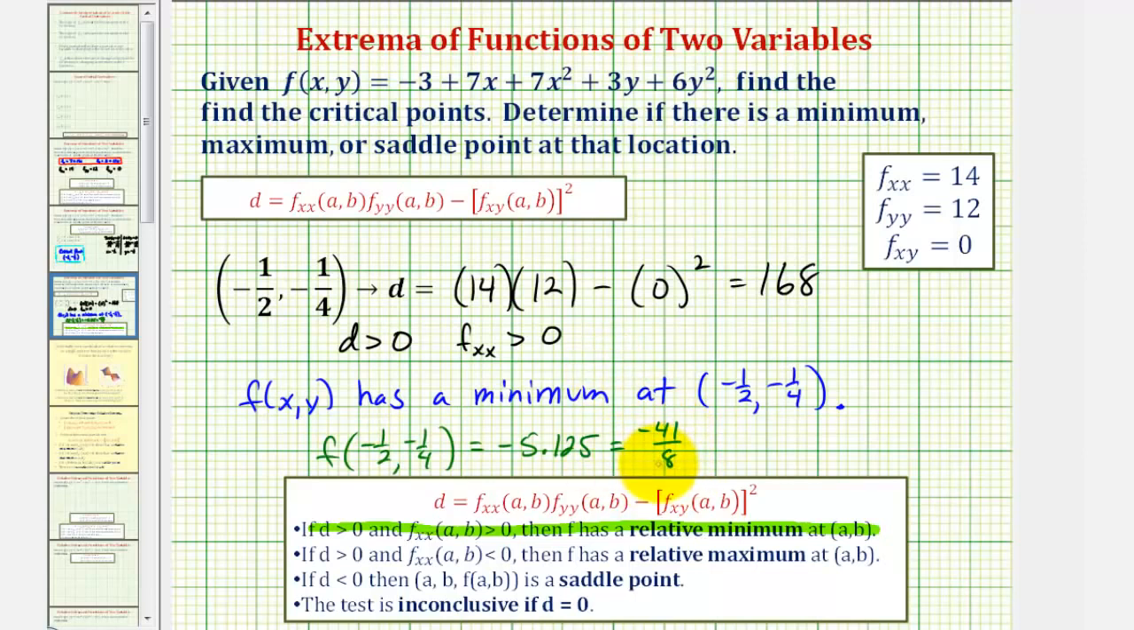This information also gives us the point on the surface. Remember, this is a three-dimensional surface, so each point is an ordered triple. So the point would actually be negative 1/2 comma negative 1/4 comma negative 41/8. Again, it doesn't ask us for this information. The only thing we're asked is to indicate if we have a minimum, maximum, or saddle point at the critical point.